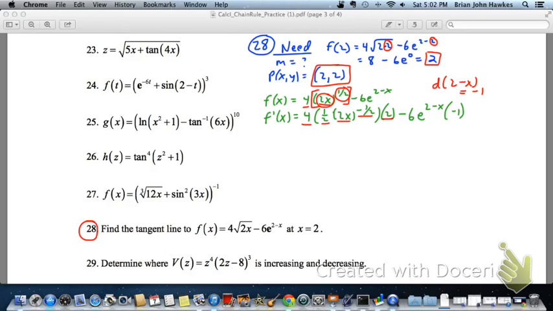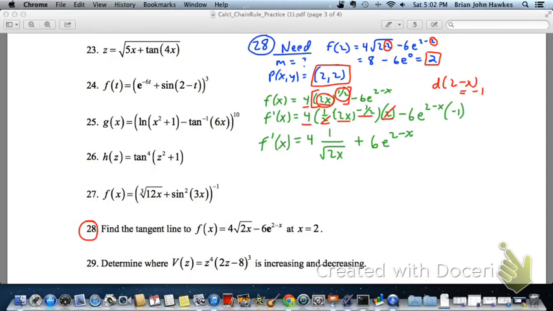I guess we could simplify this a little bit before we put in 2 for x. This 2 right here is going to cancel with that 2 in the denominator, and then we're going to get 4 times 1 over, now I can put the radical back in, so 2x to the 1/2 down here would be radical 2x. And then we have a minus times a minus, so that's going to be a plus there, 6e to the 2 minus x. So we have a pretty simple version of f prime of x.